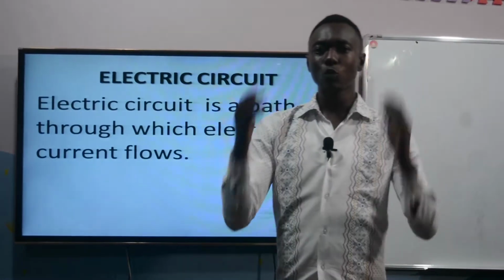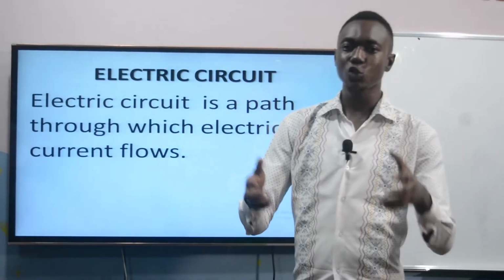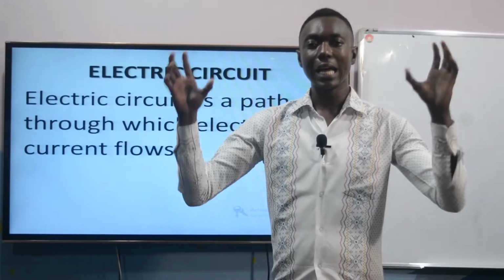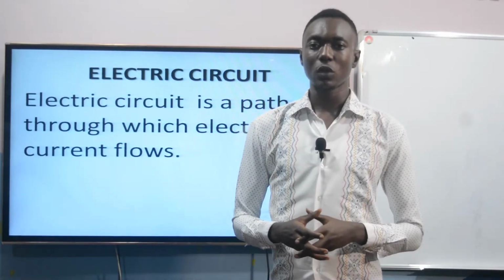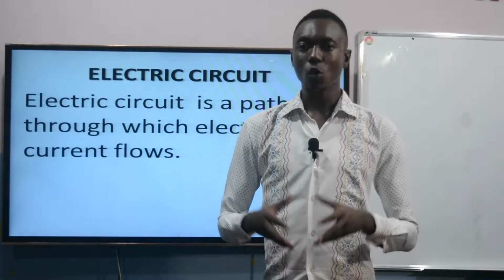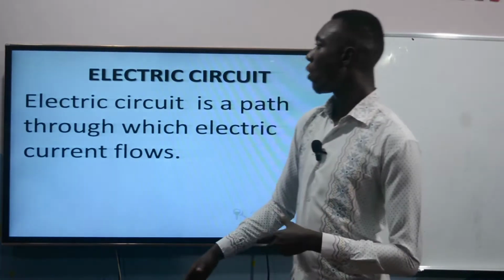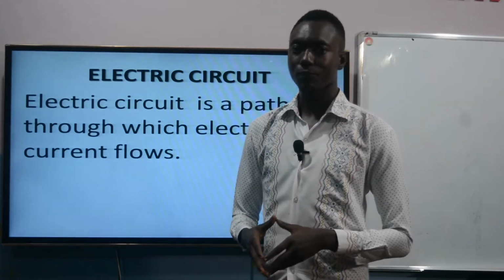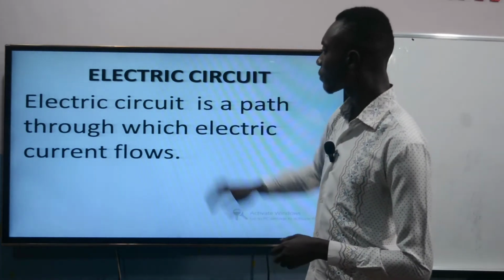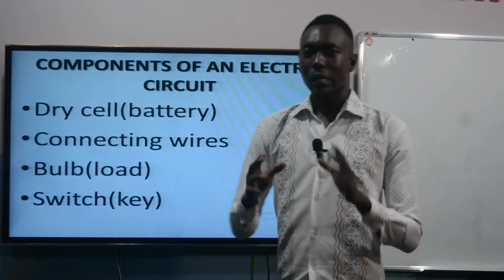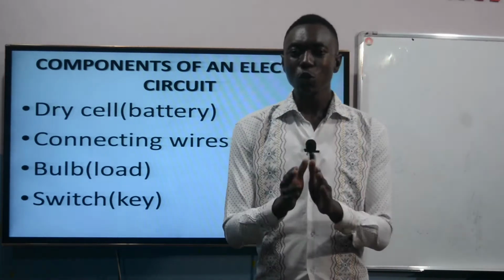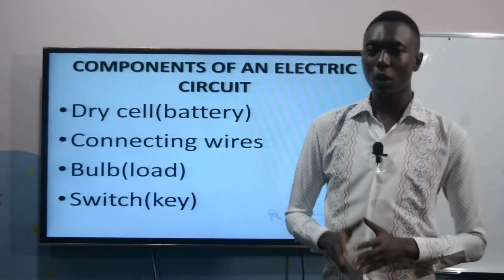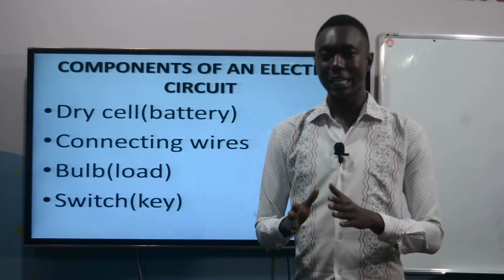Now, I hope you've been wondering how we get electric current in our various homes, how our light bulbs begin to light up. It's all because of how an electric circuit was constructed. Now, in this episode, we are going to look at some simple components that might be found in an electric circuit.